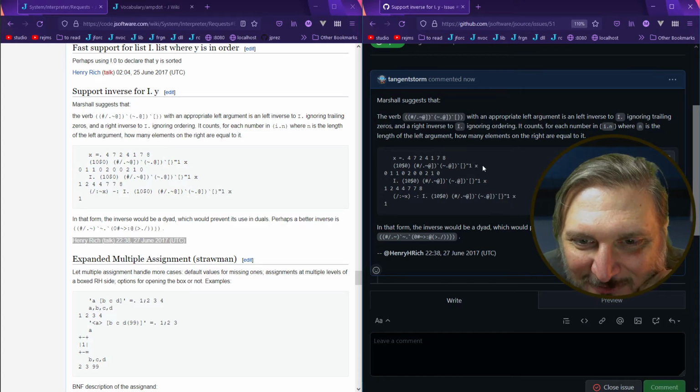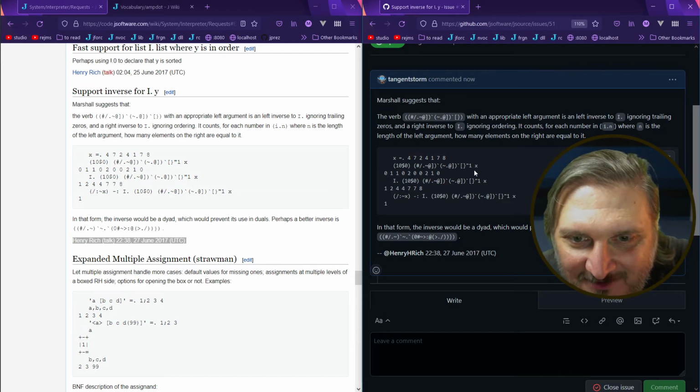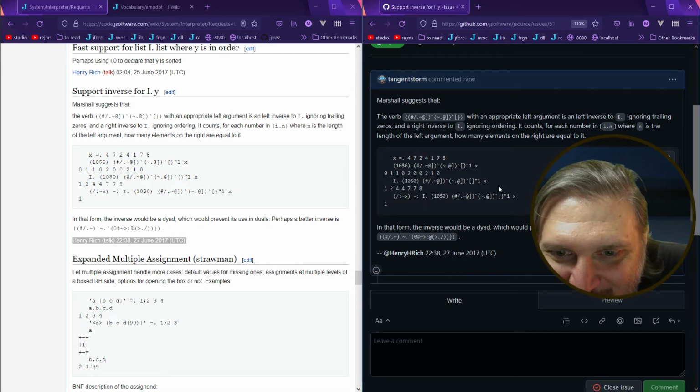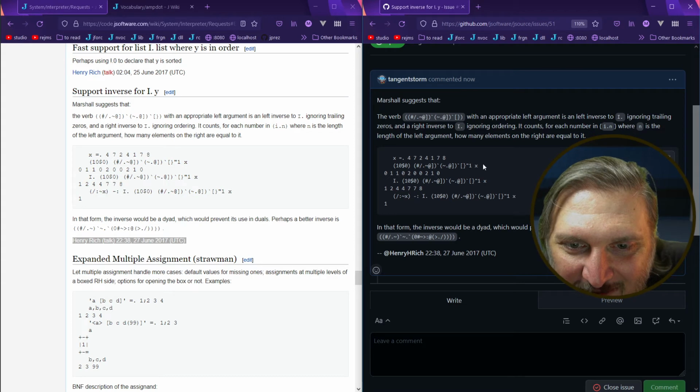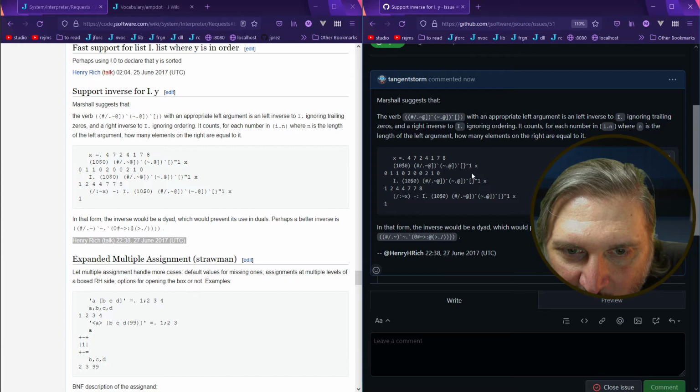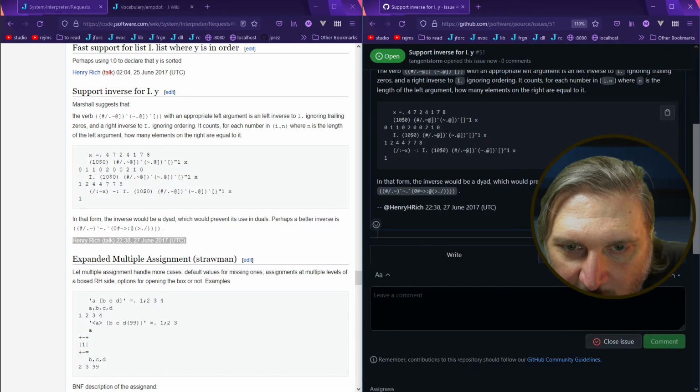Interesting. He's a K programmer, or not K, APL. So he's not used to calling that Y. I would call that Y if it's the right argument. Sorry, I accused you of being a K programmer. In K, you always call the first argument X. All right. Well, anyway, they're suggesting this to be the inverse of I.Y.